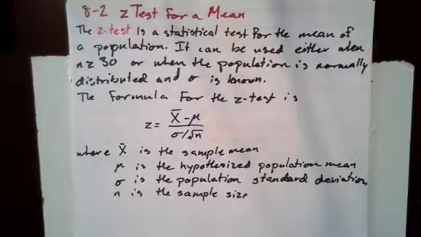The formula for the z-test is z equals x bar minus mu over sigma divided by the square root of n, where x bar is the sample mean, mu is the hypothesized population mean, sigma is the population standard deviation, and n is the sample size.